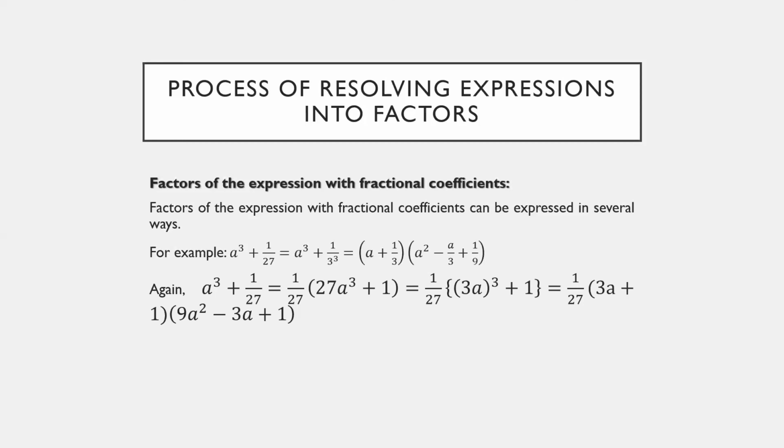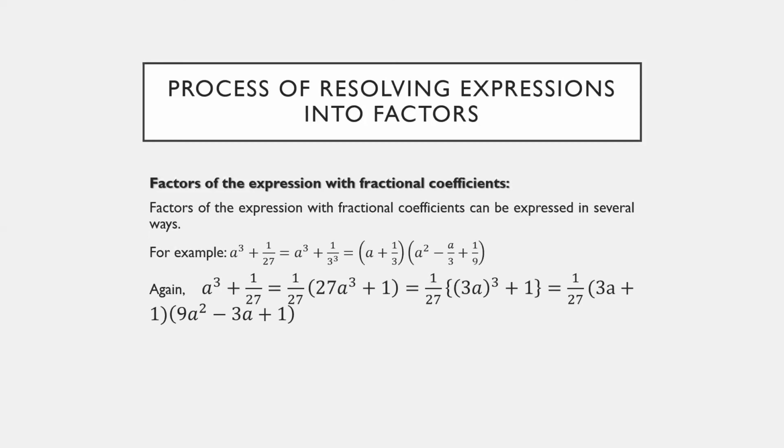Now 27 a cube can be written as 3a whole cube, and 1 is obviously 1 cube. So now we again have the formula of addition of two cubes, a cube plus b cube, which is a plus b into a square minus ab plus b square. Applying that formula, we got 1 by 27 into 3a plus 1 into 9a square minus 3a plus 1. Now 27 can be written as 3 into 9, so 1 by 27 we can write as 1 by 3 into 1 by 9.